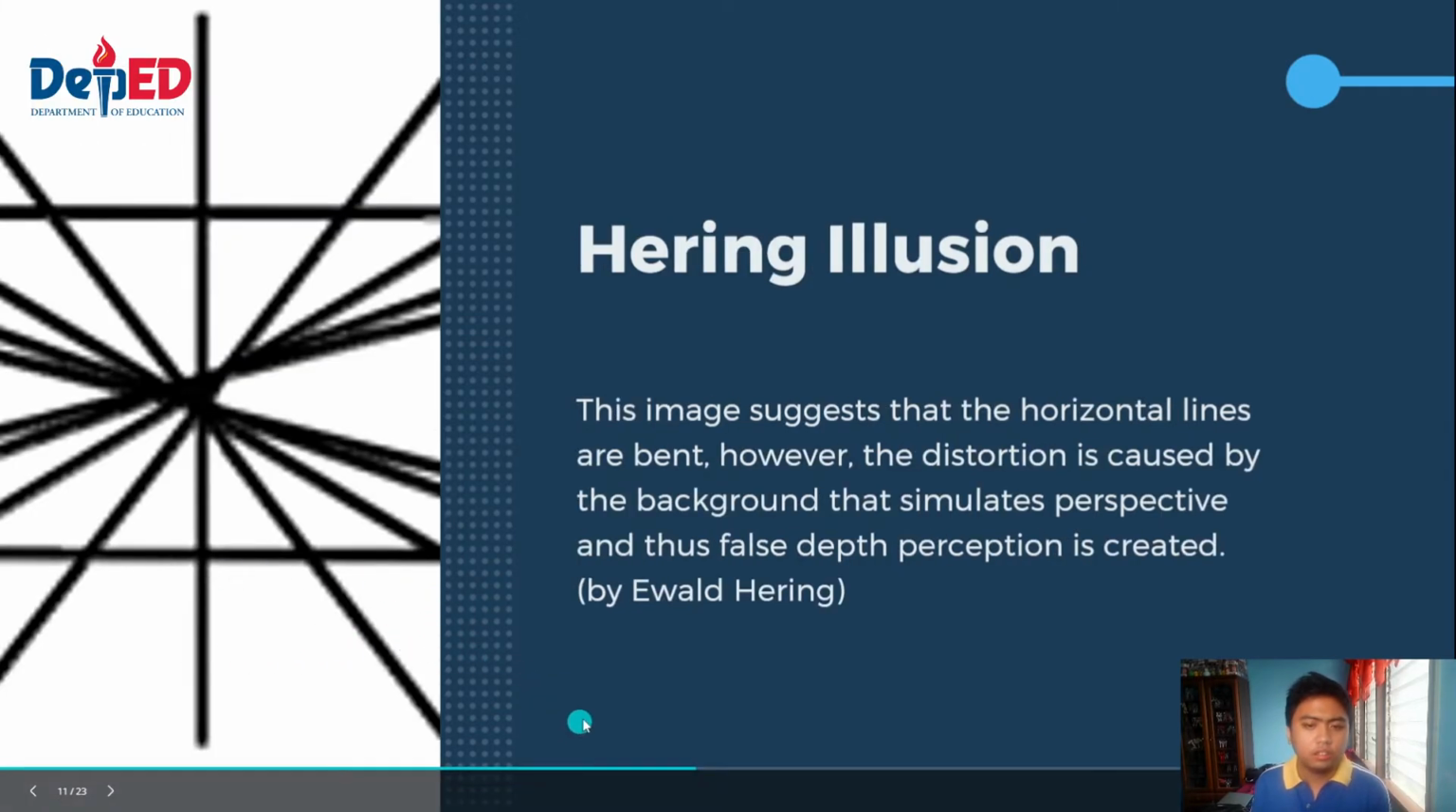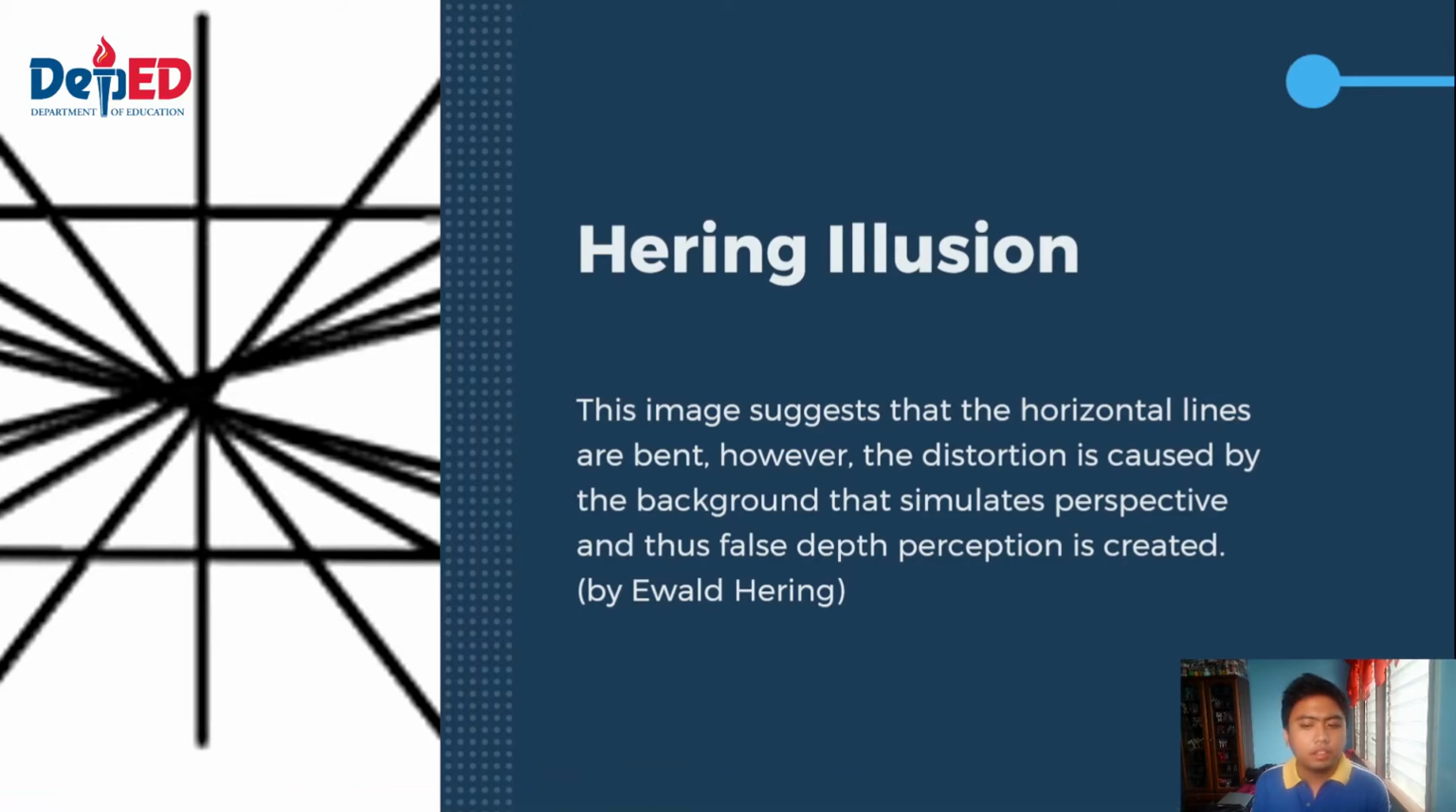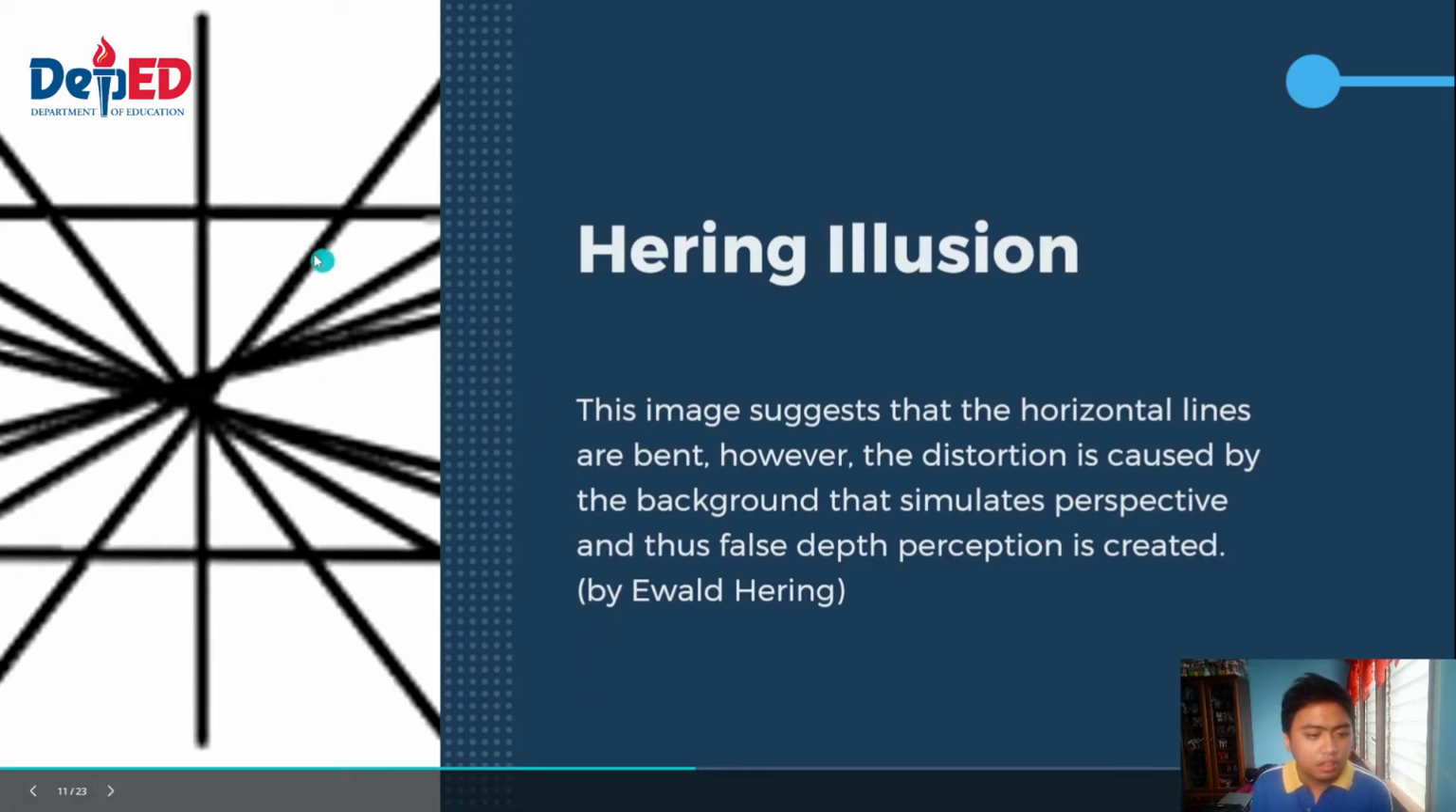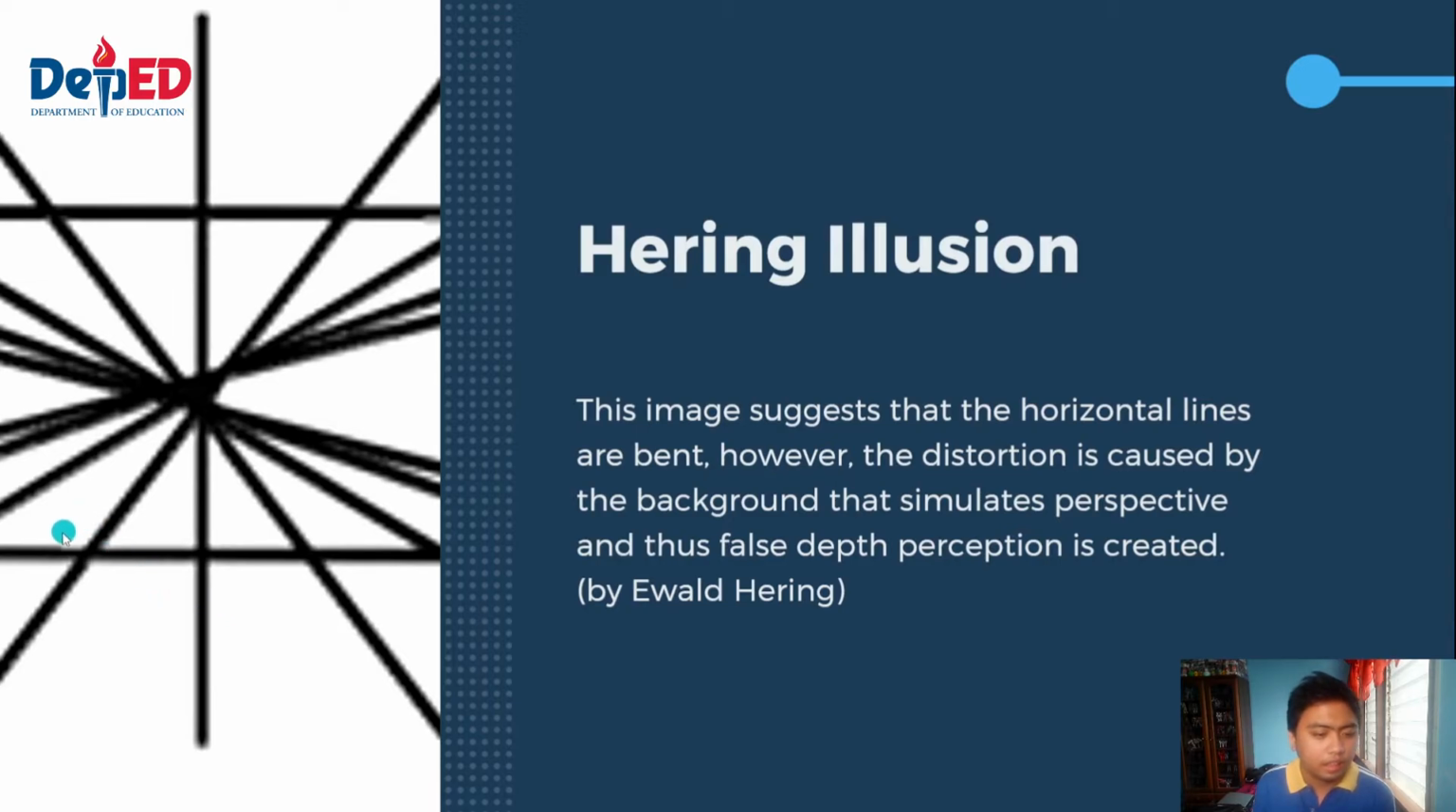Hering illusion. This image suggests that the horizontal lines are bent. However, the distortion is caused by the background that simulates perspectives, and thus false depth perception is created. So basically, the center line, the horizontal line, this one, it's not bent. But because of the different perspectives being used, your perception changes. There are different lines here, but the center horizontal line is not bent here.